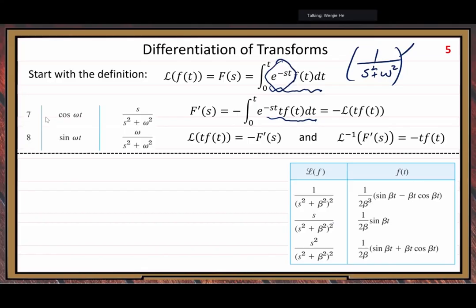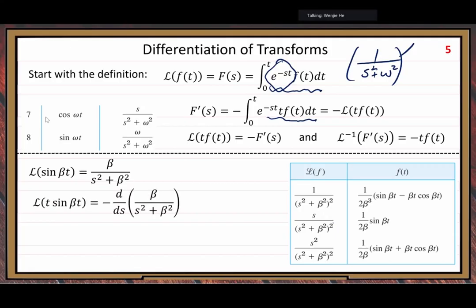Because we can apply the derivative, the original Laplace transform formula is this. Then we calculate by this formula: the Laplace transform of t times this function. Take the negative derivative of that one. Then to get this one, you can see it is very close to the second formula, right?